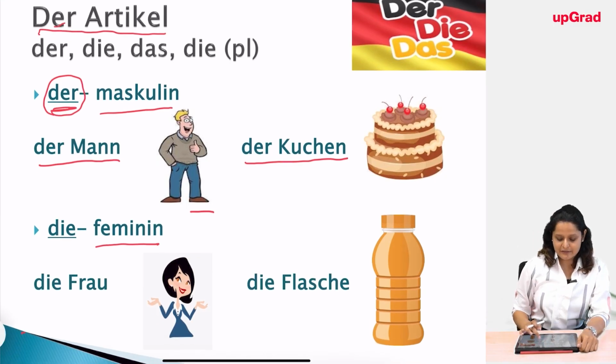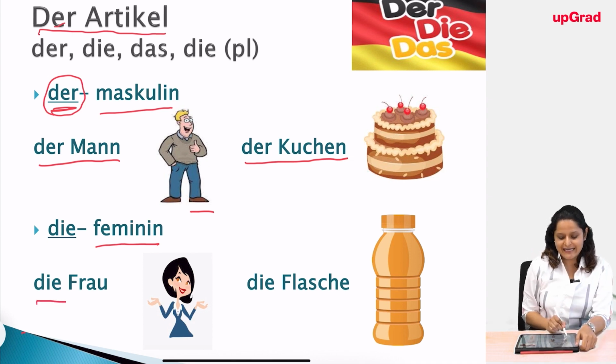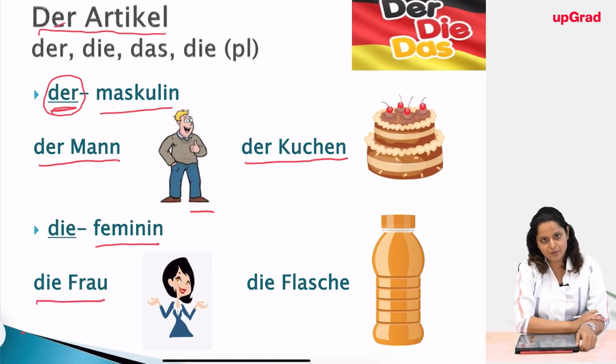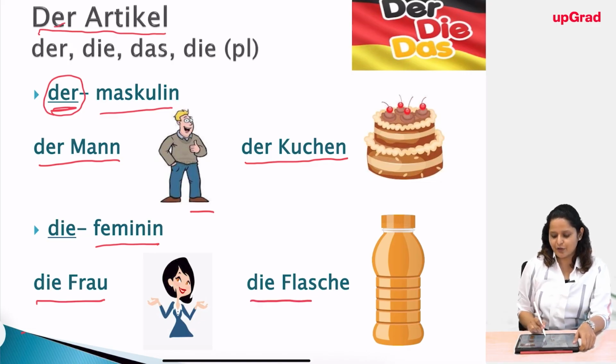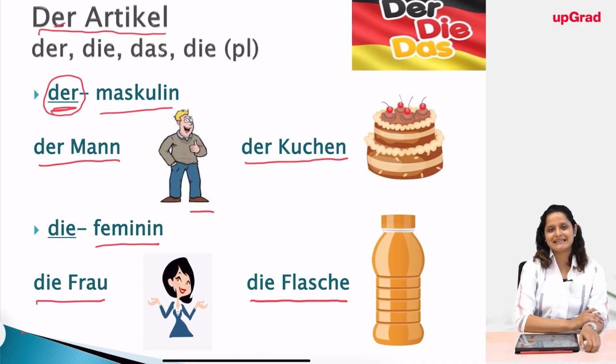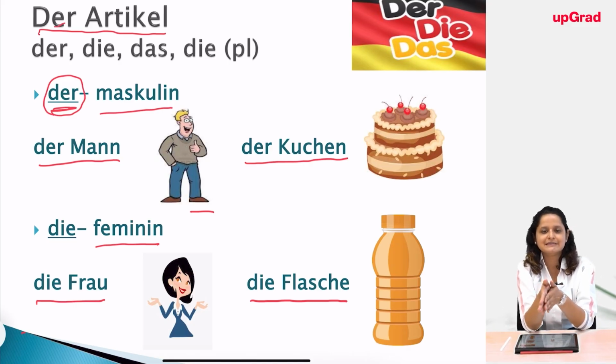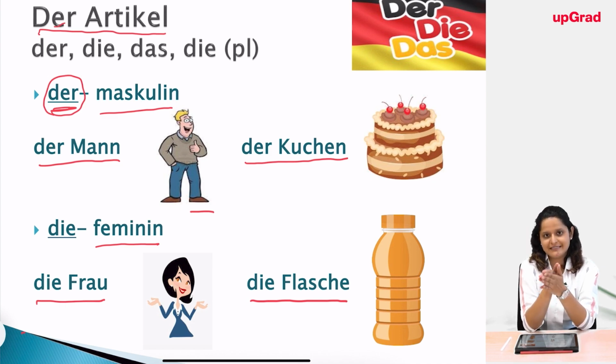Now let's look at the feminine nouns. These are the female nouns. Here we have die Frau. Frau means a woman, a lady, and the article is die. On the other hand, we also have the noun die Flasche. Flasche means a bottle. This noun is also a feminine noun which has the article die. So you have der Mann, der Kuchen, die Frau, die Flasche.